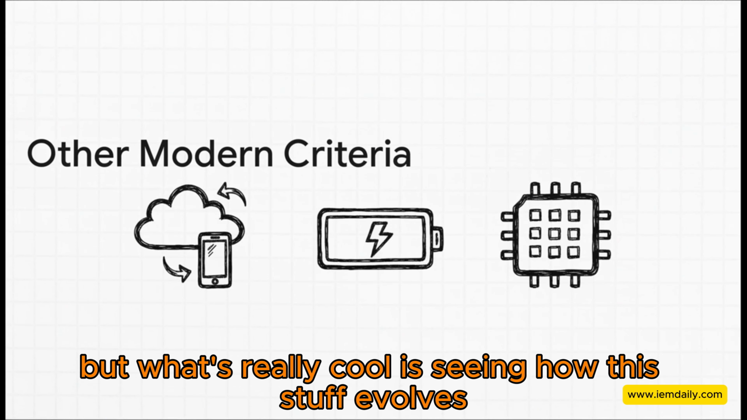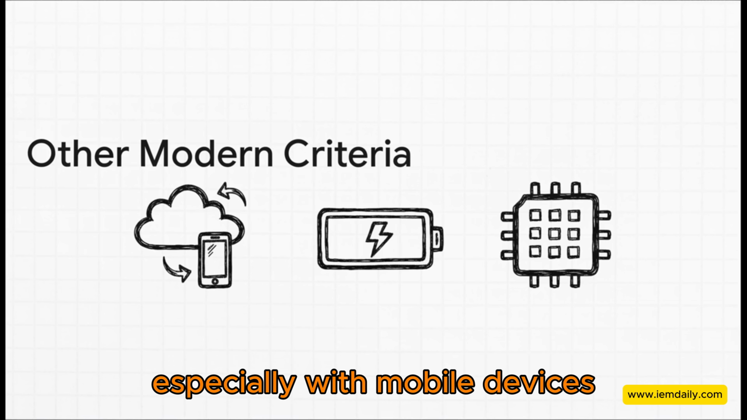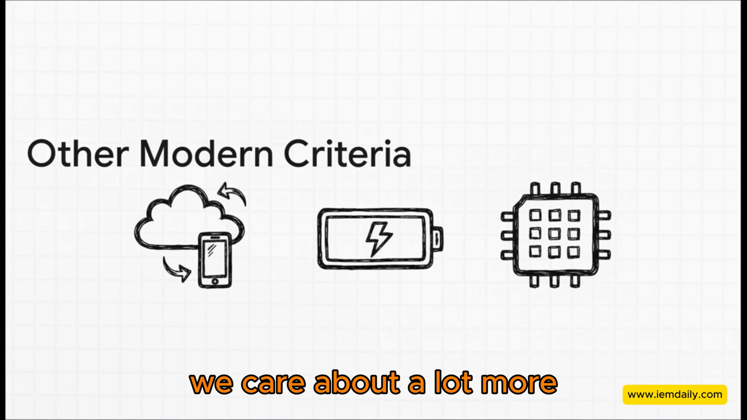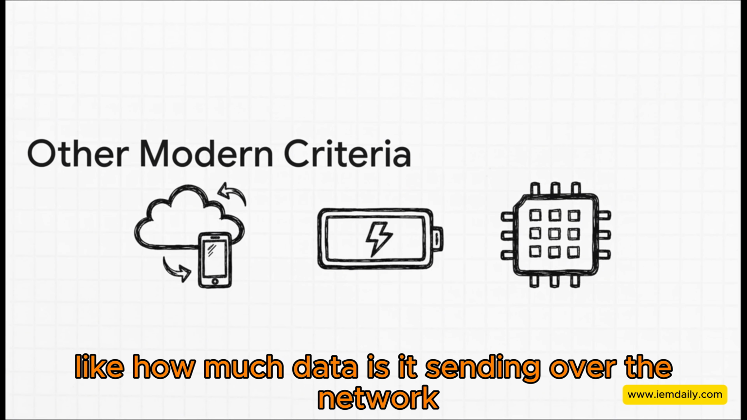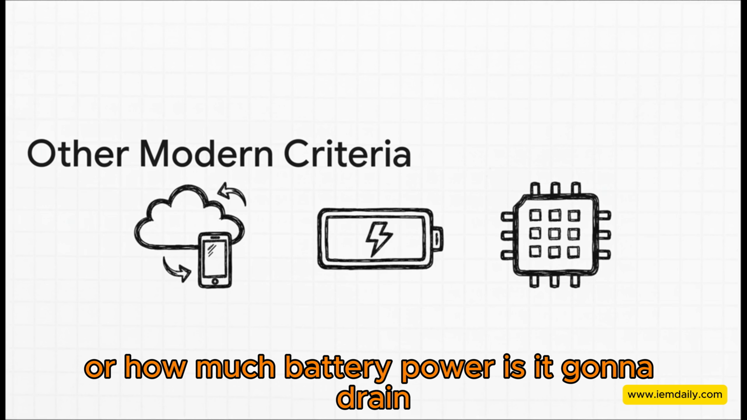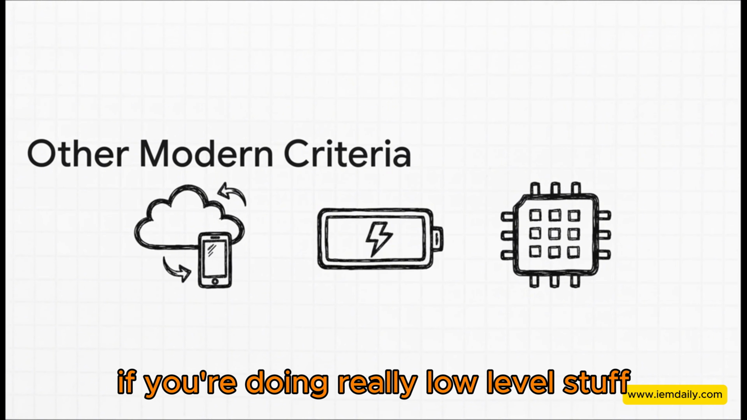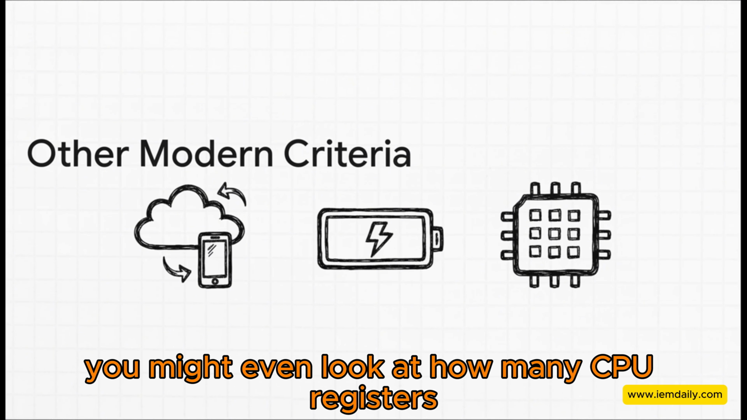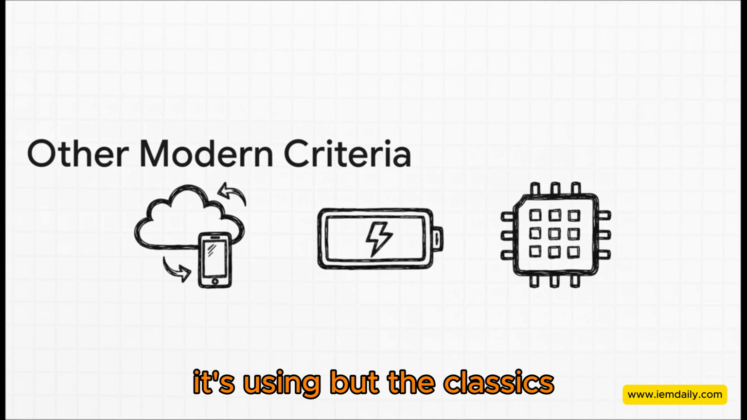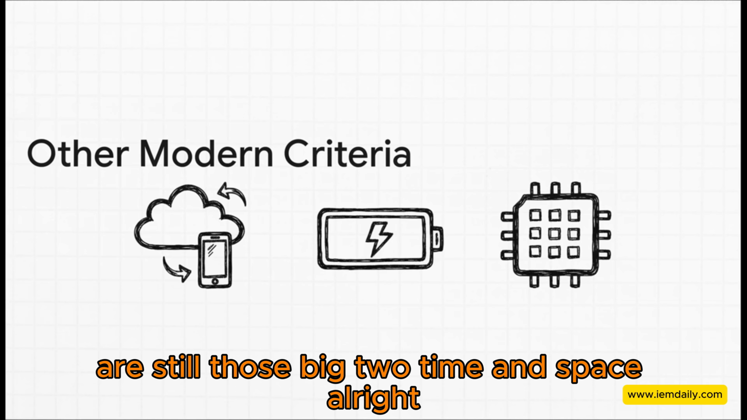But what's really cool is seeing how this stuff evolves with technology. In today's world, especially with mobile devices, we care about a lot more. Like, how much data is it sending over the network? That's a huge deal for a snappy mobile app. Or how much battery power is it going to drain? That directly affects whether someone loves or hates your app. If you're doing really low-level stuff, you might even look at how many CPU registers it's using. But the classics, the fundamentals that apply almost everywhere, are still those big two: time and space.